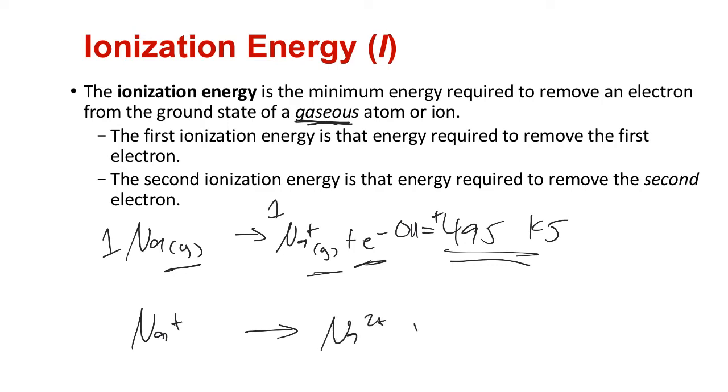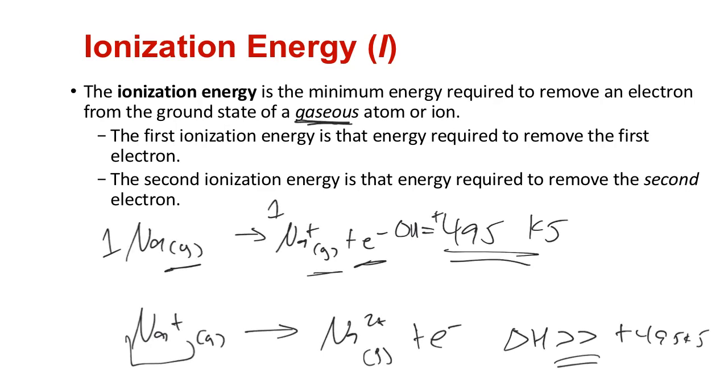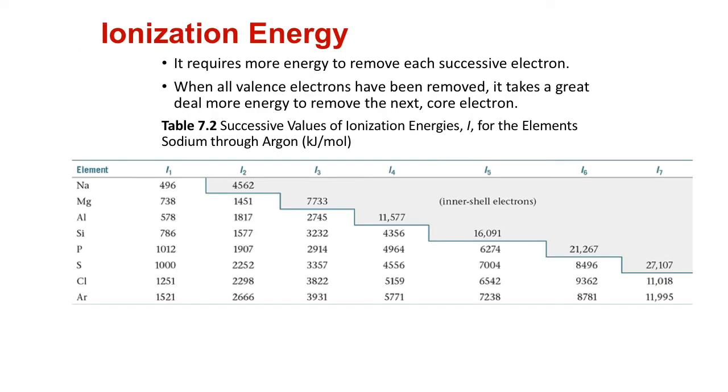You can imagine that removing a core electron off of sodium is going to take a lot of energy. So going from sodium plus gas to sodium 2 plus gas plus an electron is going to have a delta H that's going to be greater than 495 kJ, and by quite a bit since it's now removing a core electron. So let's compare some I1s versus I2s.